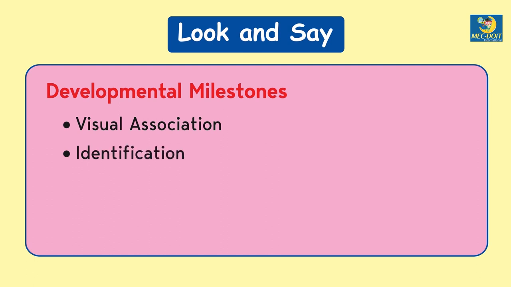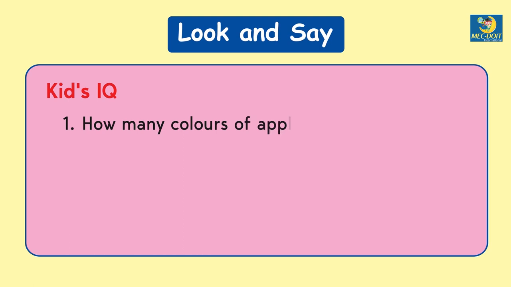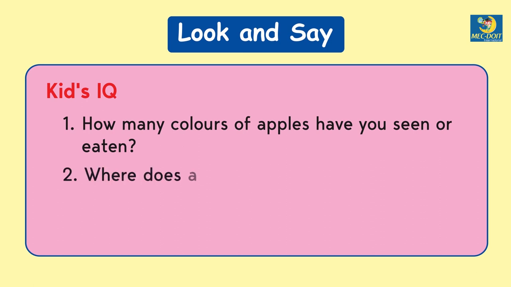Identification. Observation. Kids IQ. Question 1. How many colors of apples have you seen or eaten? Question 2. Where does an aeroplane fly?